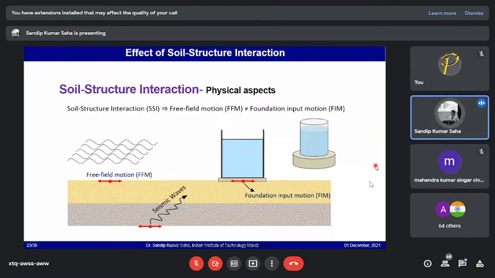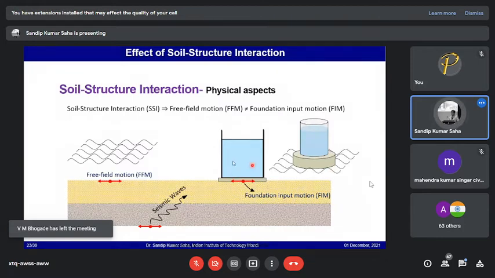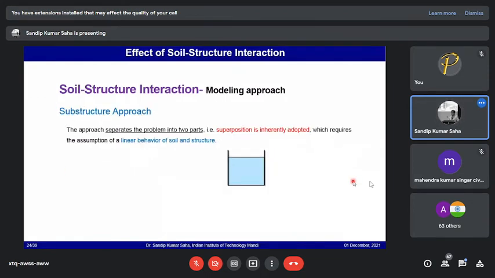So that particular phenomenon modeling approach typically comes under this domain of soil structure interactions. As you can see, this is the free field motion, and here the motion is disturbed by the presence of the foundation, which is interacting with the foundation. So they are going to be different. How can we model it? This model can be done in two ways.